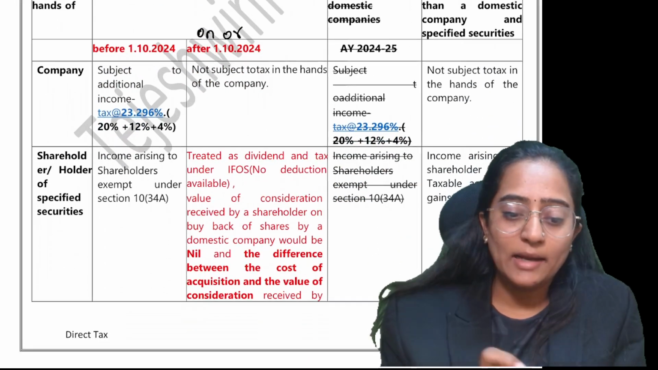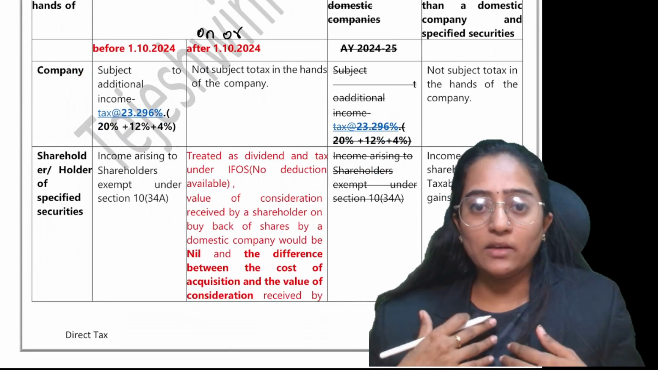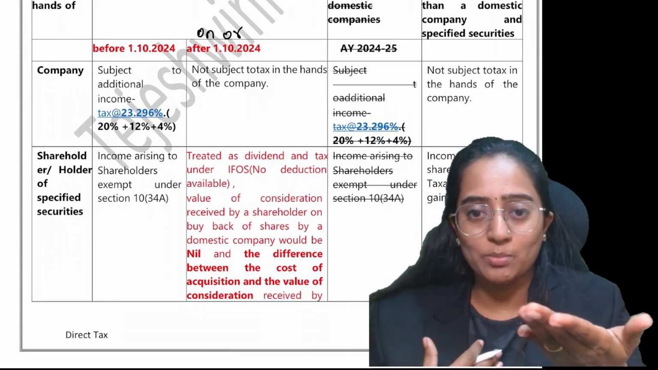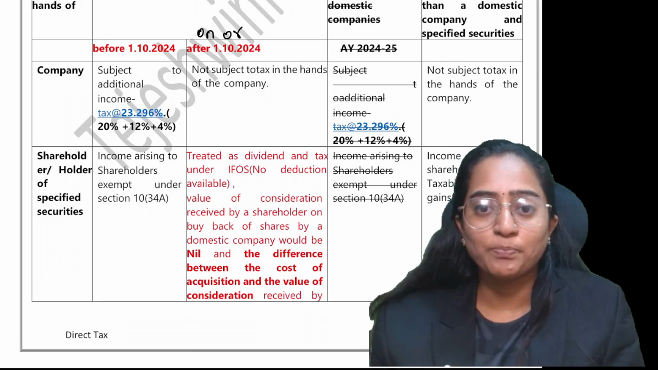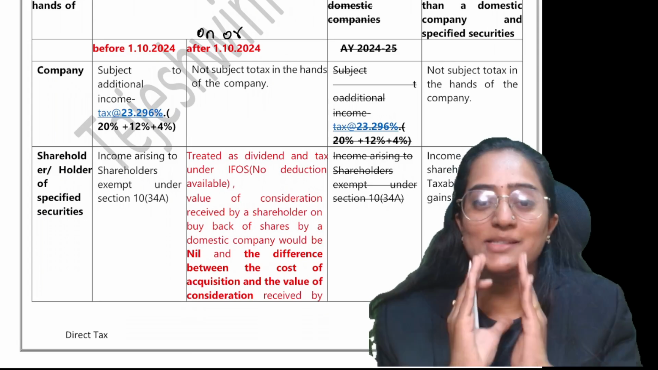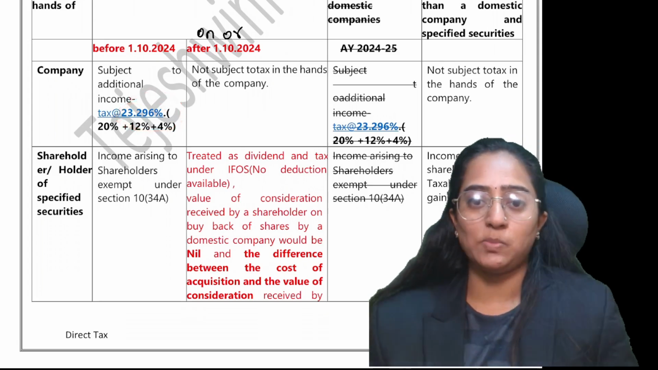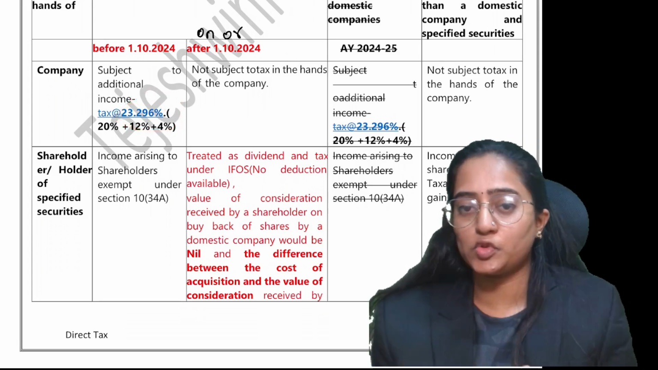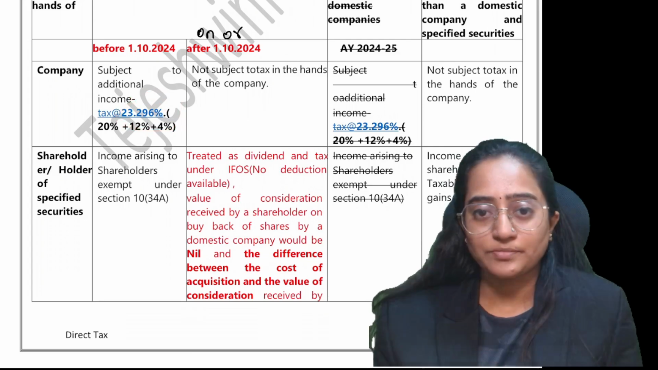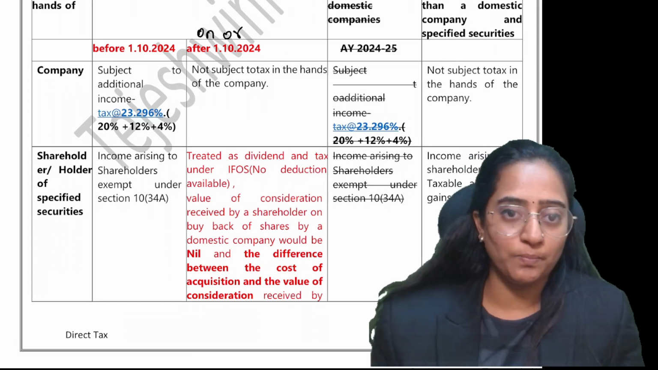And what was the company paying? Suppose the buyback amount, the total amount which I should pay you because of buyback, is 100 rupees. I would deduct 23.296% from that 100 rupees which I'm supposed to give you. I was deducting so much and giving the remaining amount to you.